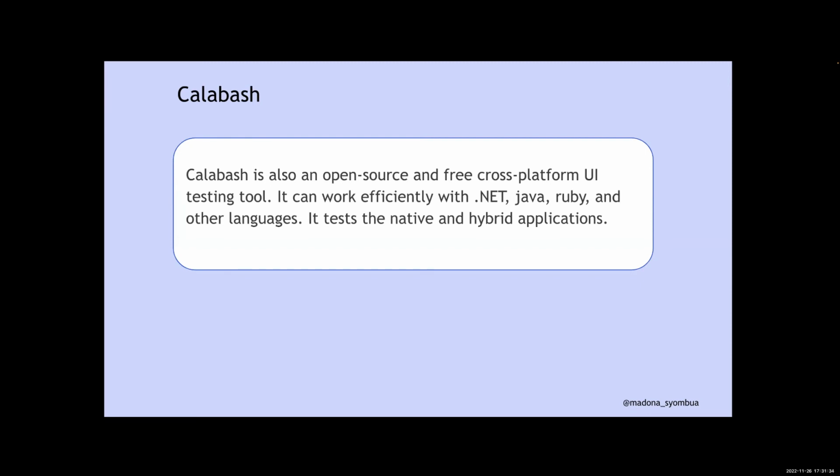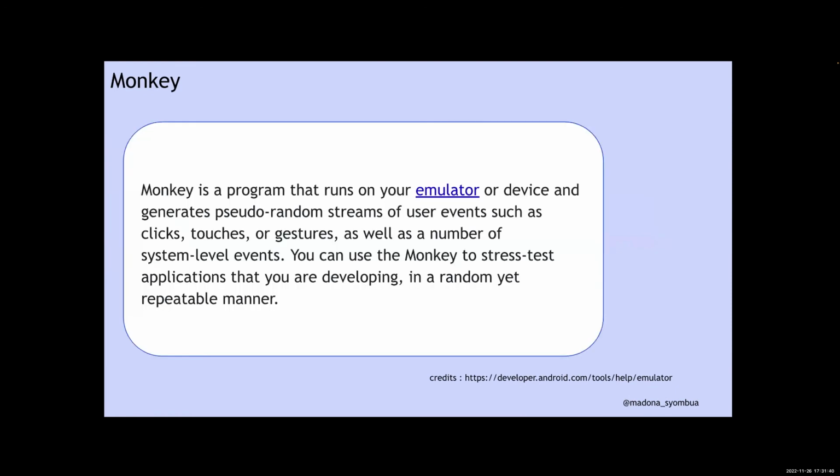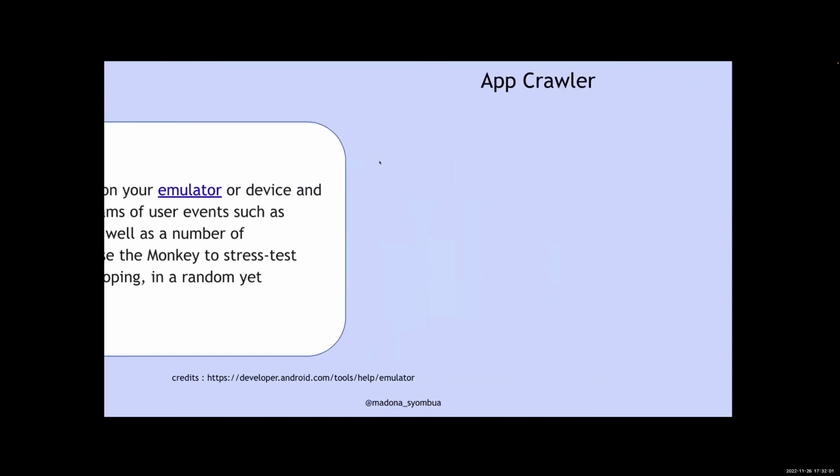So yeah. And then Monkey is one that I didn't know about, that I actually realized was there when I was doing my research. It runs on your emulator or device and generates pseudo-random streams of user events such as clicks, touches, gestures, as well as a number of system-level events. So you can definitely try using that too and see how that works out for your team. And more credits are linked on the slide.